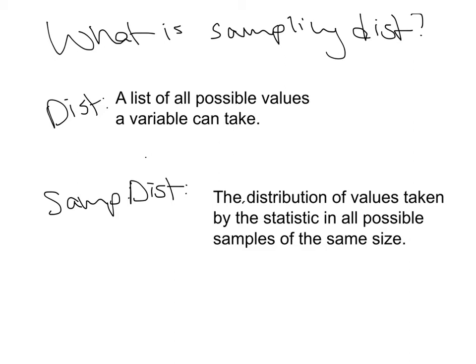And so this is the sampling distribution: the distribution of values taken by a statistic in all possible samples of the same size. What the heck does that mean, Mr. Chow? Well, let me show you.